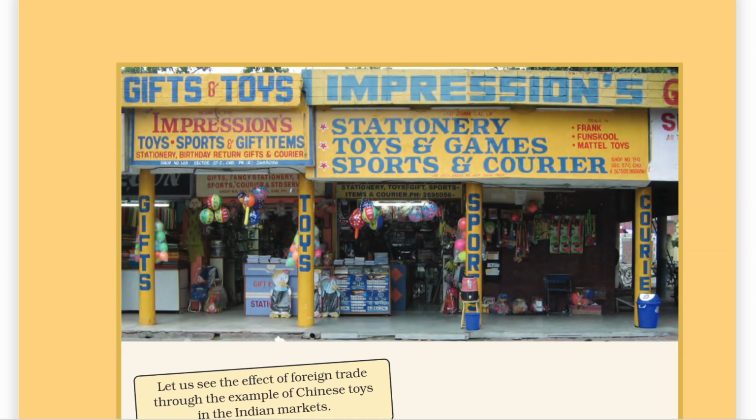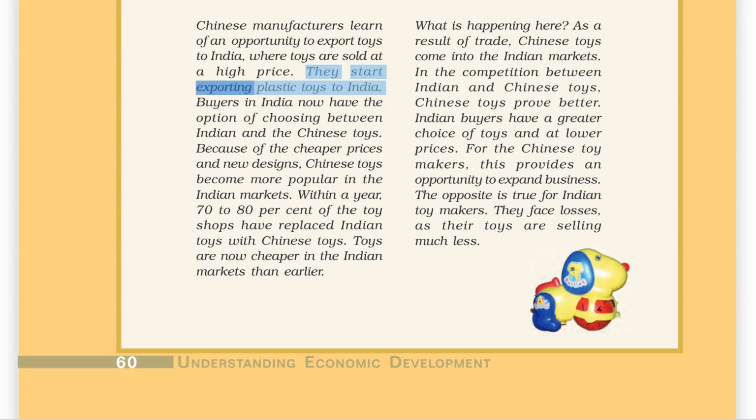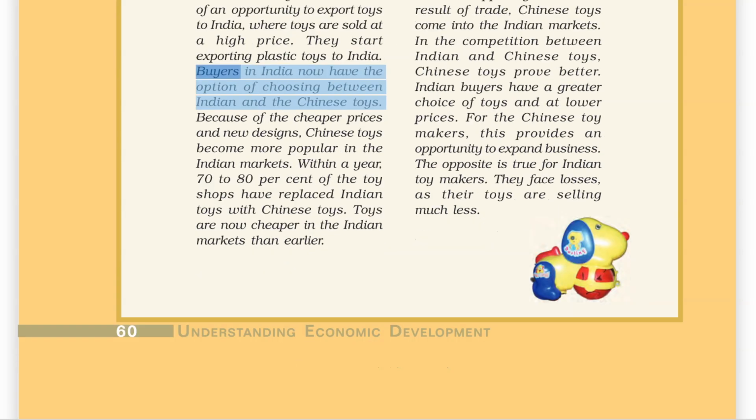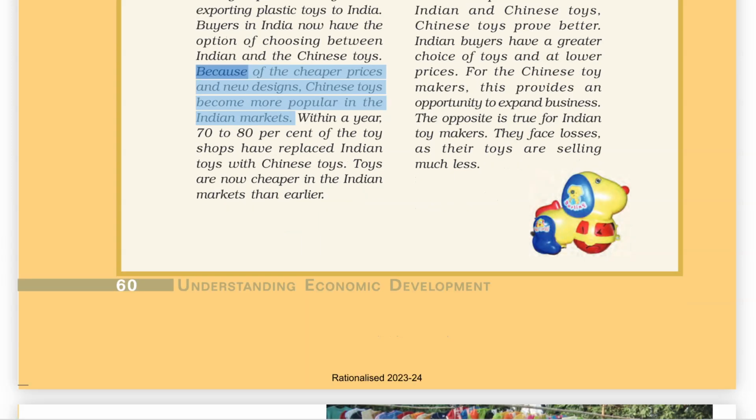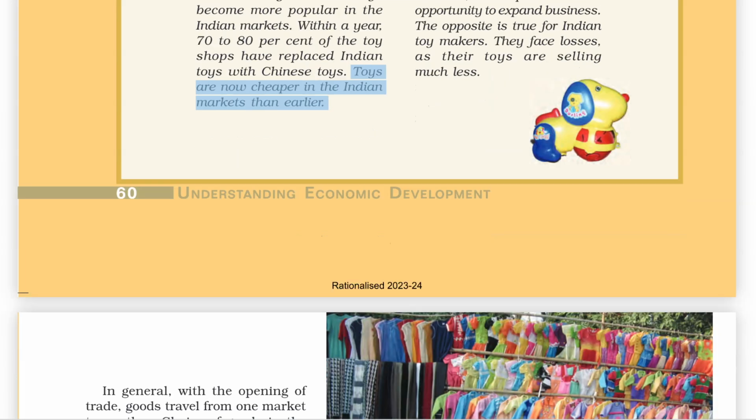Chinese toys in India. Chinese manufacturers learn of an opportunity to export toys to India, where toys are sold at a high price. They start exporting plastic toys to India. Buyers in India now have the option of choosing between Indian and the Chinese toys. Because of the cheaper prices and new designs, Chinese toys become more popular in the Indian markets. Within a year, 70 to 80% of the toy shops have replaced Indian toys with Chinese toys. Toys are now cheaper in the Indian markets than earlier.